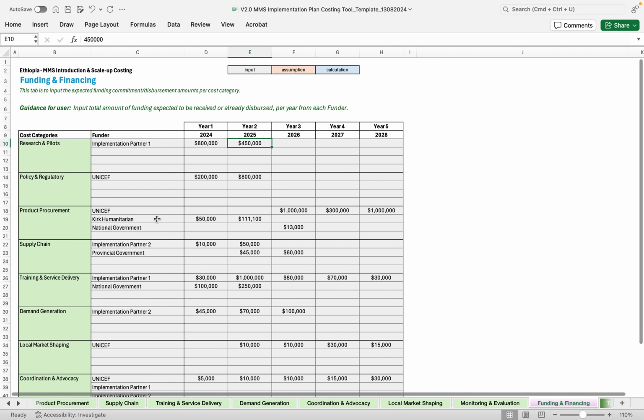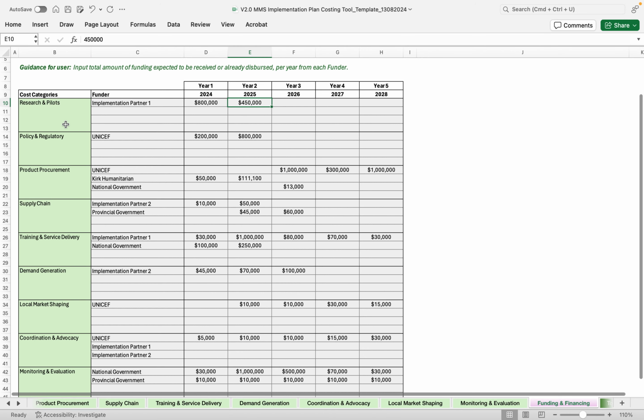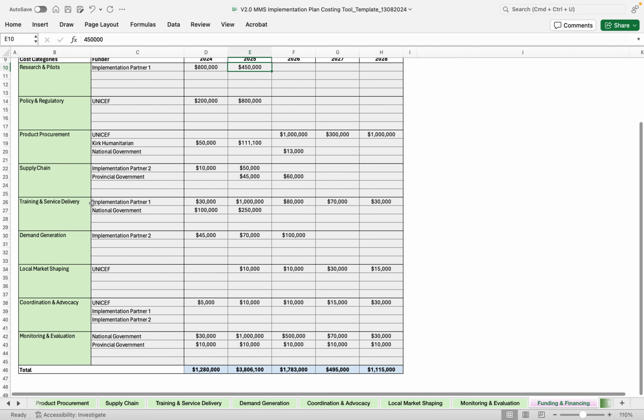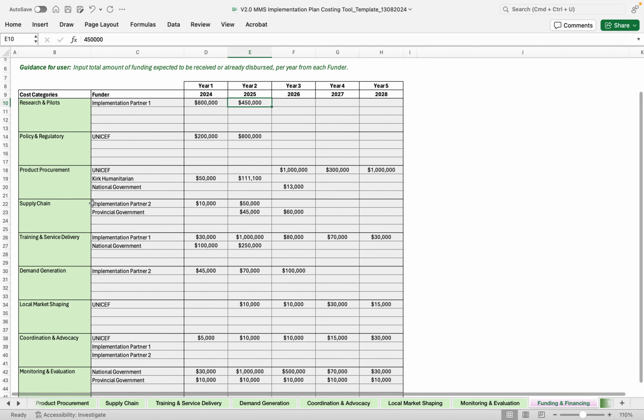Then we move on to another part of the tool, which is being able to track funding and financing that's expected to be received or already dispersed per year from each funder. So in this tab, for each cost category, you can input a funder and then the amount you expect them to contribute or have already dispersed in that year. And you do that for each cost category. And you can see we've put in several dummy examples here.